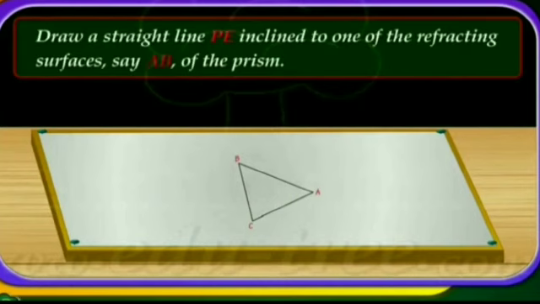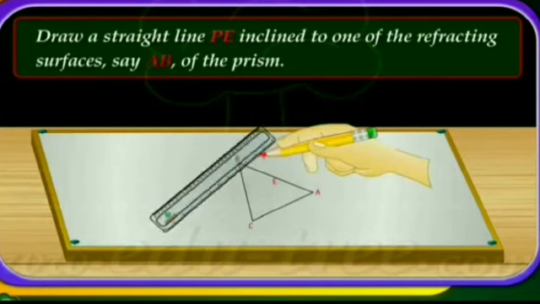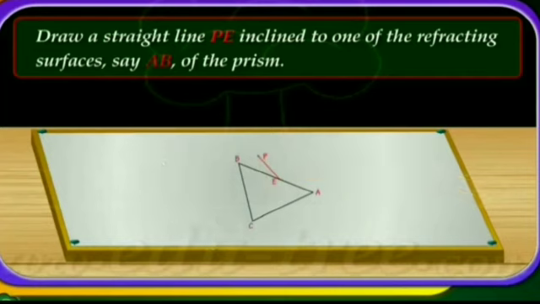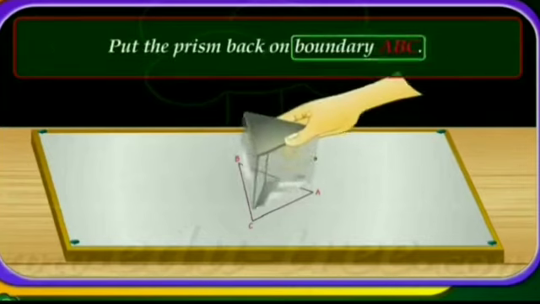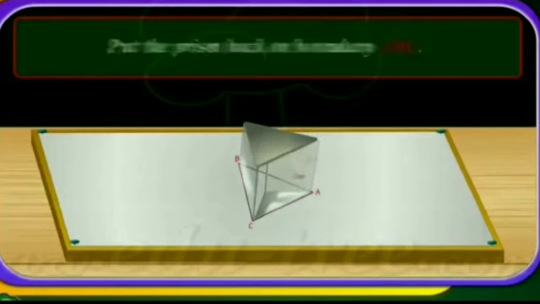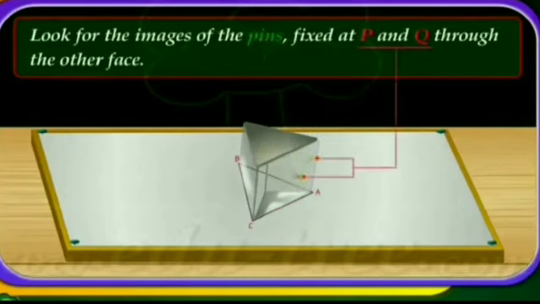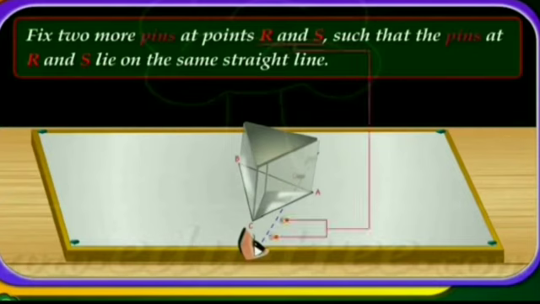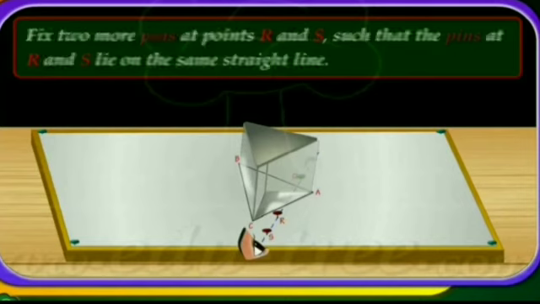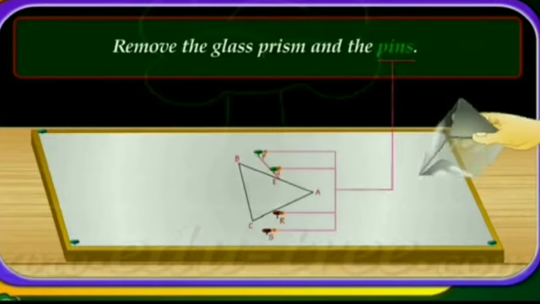Now remove the prism. Draw a straight line PE inclined to one of the refracting surfaces, say AB, of the prism. Fix two pins P and Q on the line PE. Now put the prism back on the boundary ABC. Look for the images of the pins fixed at P and Q through the other face, AC. Fix two more pins at the points R and S such that the pins at R and S lie on the same straight line as PQ.